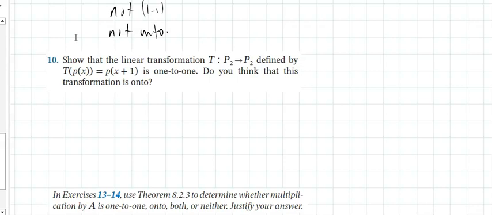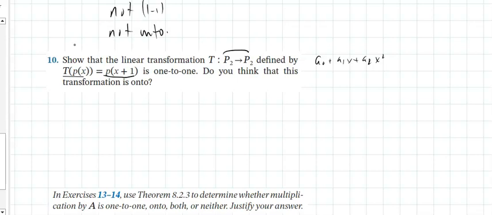Number 10, show that the linear transformation from P2 to P2, remember what those are, A sub 0 plus A sub 1x plus A sub 2x squared, defined by the transformation of P is simply P of x plus 1. So you shift the x's by 1. It is 1 to 1. Do you think the transformation is onto? Well, let's see how this works.